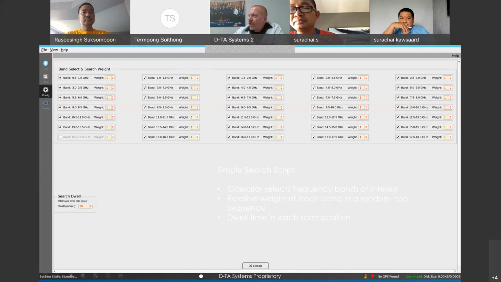You also have your adjustable dwell time here, so you can reduce the amount of time that it's searching, or you can increase the amount of time it's searching. Keep in mind that the longer the dwell time, obviously the longer it will take to do a complete search. So I would recommend that you only increase your dwell time when you're actually doing your collect and you want to stare at the signal.